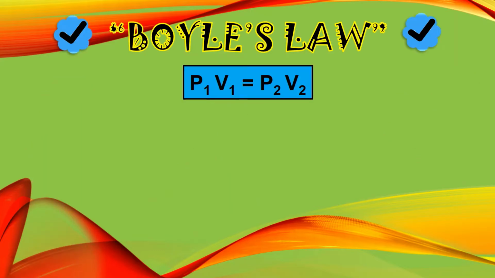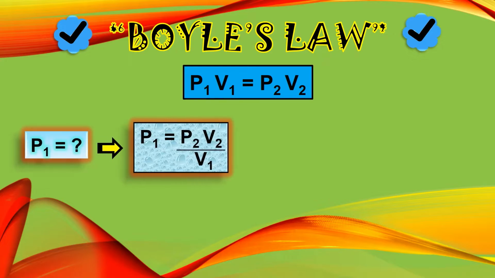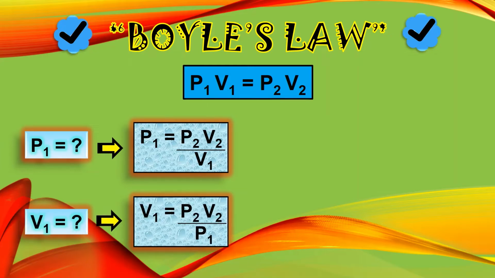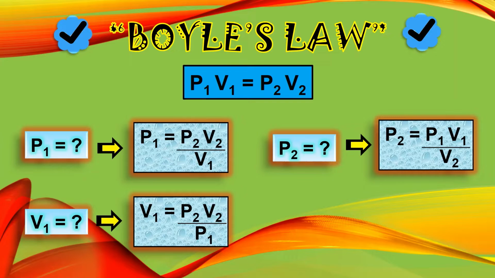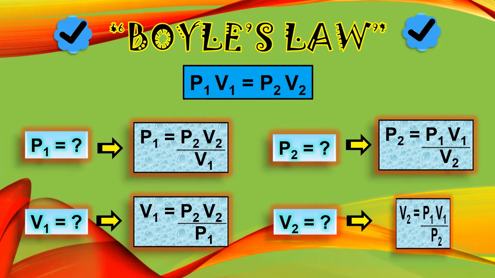We need the following formula. For P1 or the initial pressure, here's the formula. For V1 or initial volume, this is the formula. For P2 or final pressure and V2 for final volume.